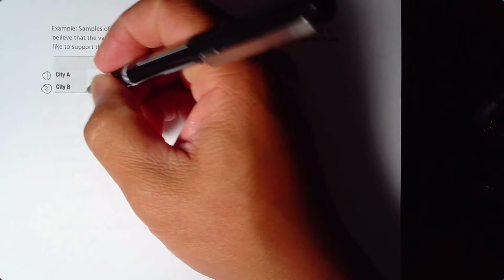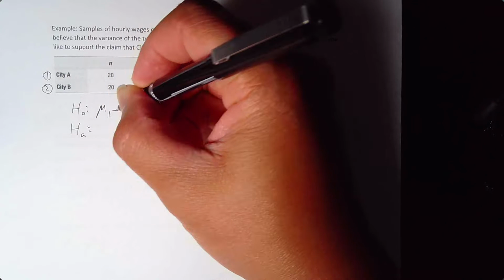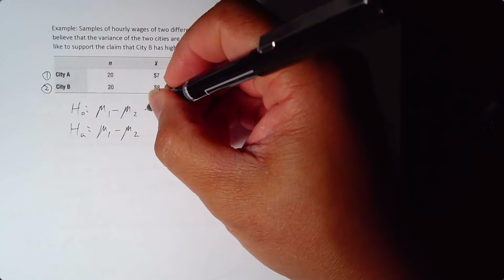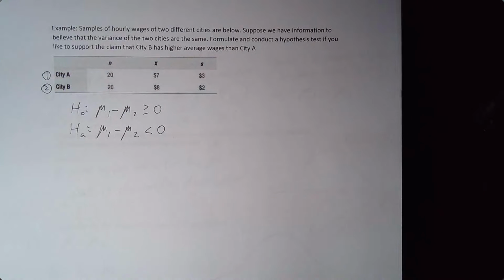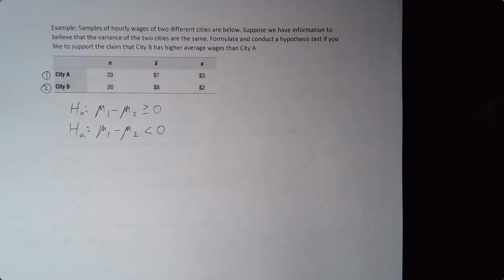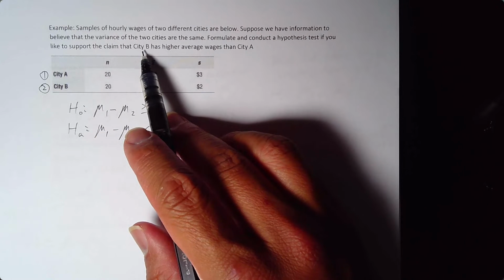Take a second, think about what you believe the hypothesis test should be, and go ahead and give it a try. Pause if you like. Okay, so that is what the hypothesis test should be. Again, the key is to read the question carefully. What is the goal here? Hypothesis test is the tool, so what would you like the tool to do? We'd like the tool to support that city B has a higher average than city A.